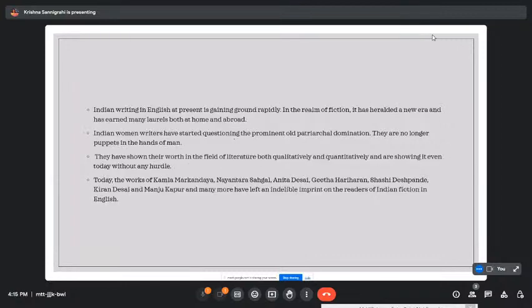So Indian writing in English at present is gaining ground rapidly in the realm of fiction, both at home and abroad. Indian women writers started questioning the prominent old patriarchal domination. They are no longer puppets in the hands of man. So what have they done? They have questioned the prominent old patriarchal domination. They have tried to become more rational, because earlier, as we know, the women were not given the scope of getting education. As a result, we see that they were talking about the different rights and the rights of equality because they were educated.